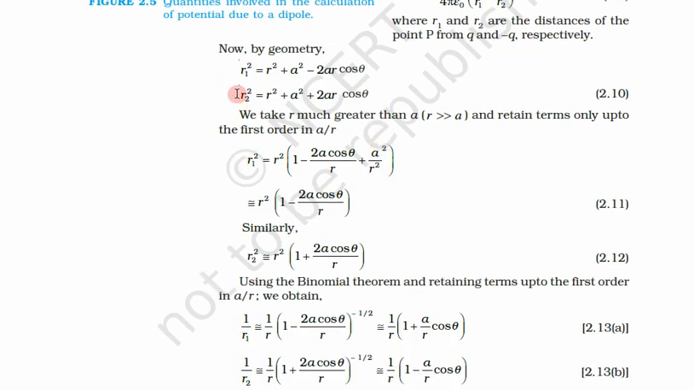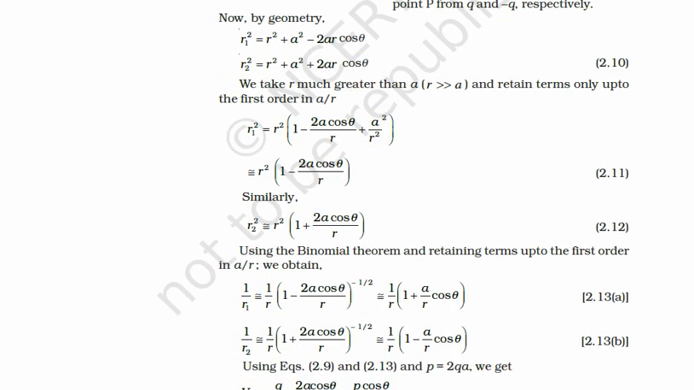So now by geometry we have reached this conclusion, and from the very beginning we are considering that the distance of this point is much greater than the distance between the two charges. 2a is very small, or a is very small in comparison to this distance r. This r is quite large in comparison to the distance between the charges. Now let us solve this.